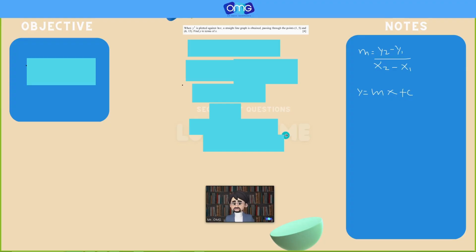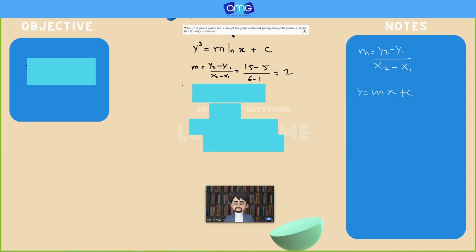Secondary questions, linear law. When y cube is plotted against ln x, a straight line graph. Look at this, a straight line graph is the clue for this linear law. So basically, in linear law, say that this is y cube equals to m ln x plus c. This is similar to y equals mx plus c when we substitute y equals to y cube and x equals to ln x, okay? We could also find m, the gradient, which is y2 minus y1 over x2 minus x1. We substitute these coordinates, which is y2 is 15, and y1 is 5, and x2 is 6, x1 is 1, okay? And the gradient is 2.